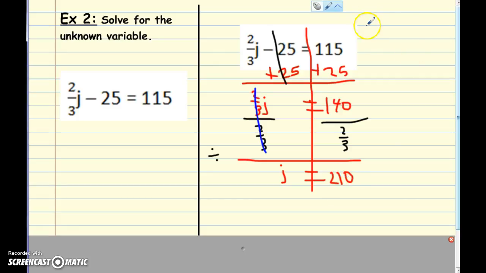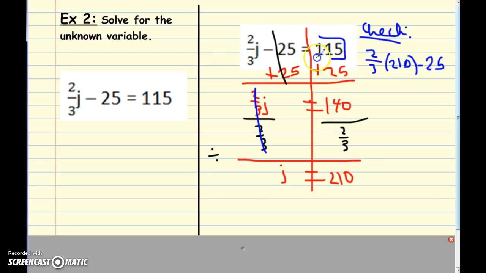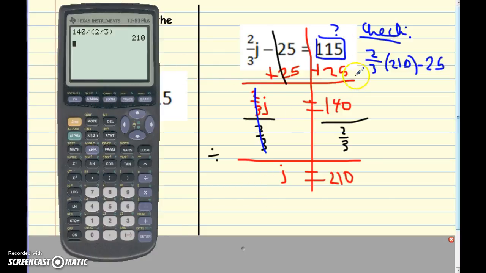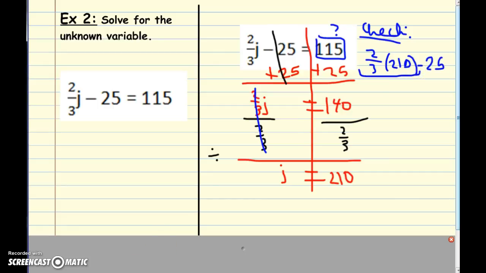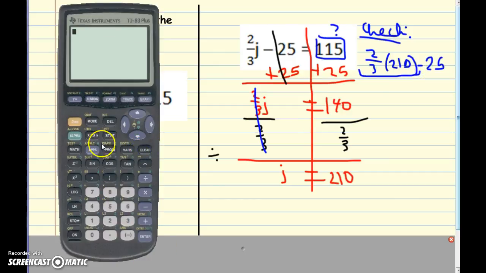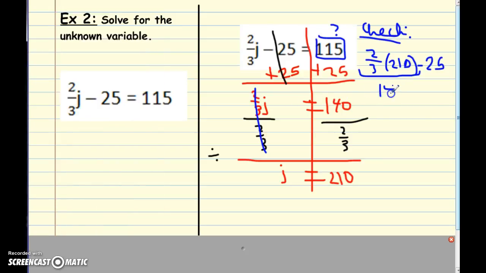So I'm going to check my solution again. I'm going to take my 2/3, and I'm going to multiply it by 210, and I'm going to subtract 25. And because I'm running out of room, our goal is to make sure that it equals 115. So I'm going to grab my calculator again. The first thing I'm going to do, following order of operations, is 2/3 times 210. Again, I have a fraction, so I'm going to put it inside parentheses, and then times my 210. That gives me 140, so here's my 140.